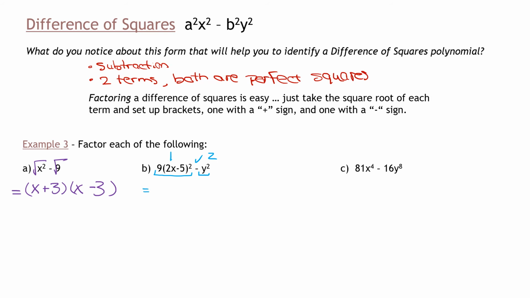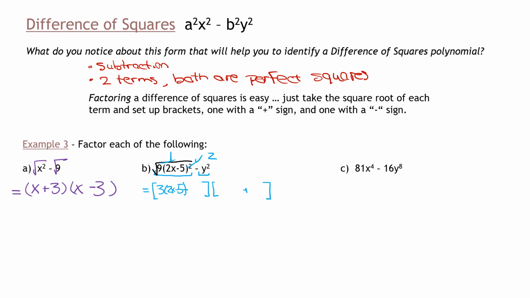So we set up two sets of brackets. I'm going to use square brackets because there are already round ones in the question. Two sets of square brackets, one with a plus sign, one with a minus sign. The square root of the first term goes at the front. So what's the square root of that? Well, the square root of 9 is 3. And the square root of anything with a power, the radical and the power just cancel each other out. So I'm left with 2x minus 5.